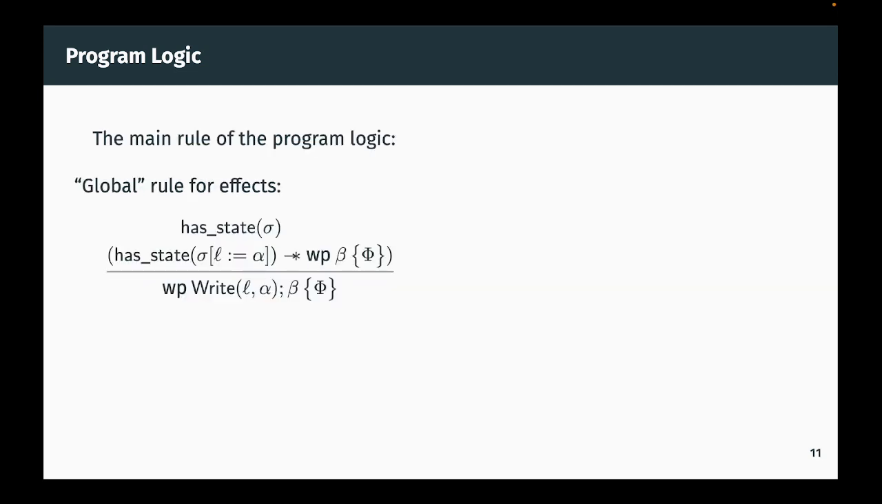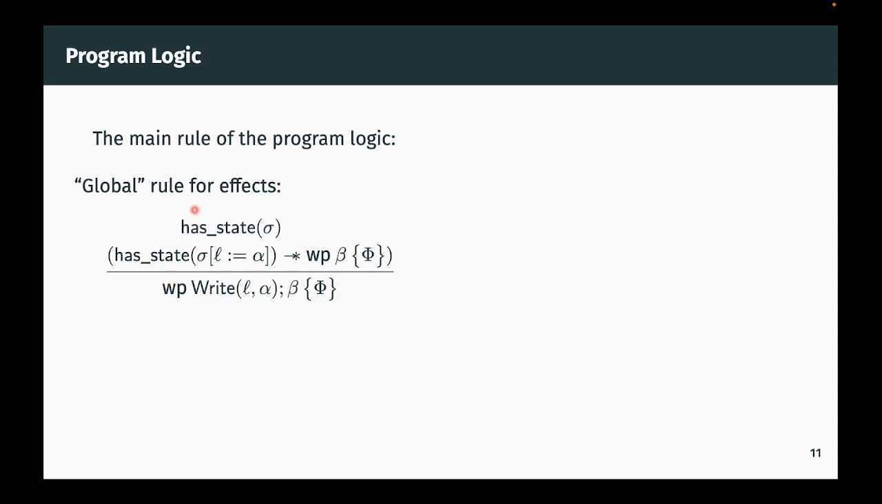But of course, the most interesting rule of our program logic has to do with the facts. Here I have the version of this rule for effects that is specialized to the right effect. Once again, we have this computation that writes something to location L and then proceeds as beta. If you want to prove something about it, we need to prove two things.